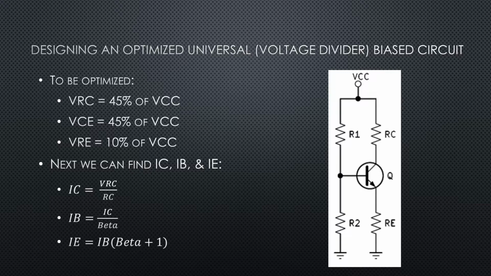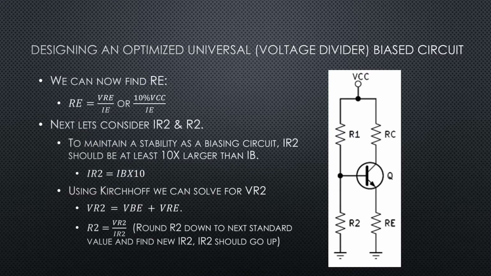All right, so now that we've established our RC based on whatever load we're going to use, we can find IC. VRC divided by RC will give us IC. And once we've got IC, we can divide IC by beta to get IB. And once we've got IB, we can multiply IB times beta plus 1, and that gives us IE. So now we know we've got 10% of the voltage across RE. We've got voltage and current IE, so we should be able to find RE now.